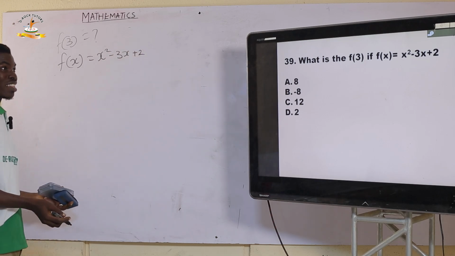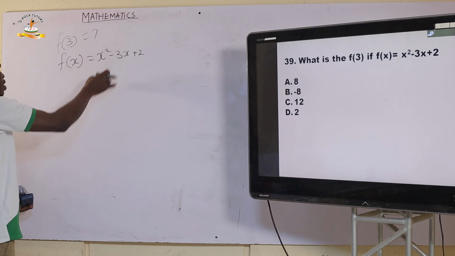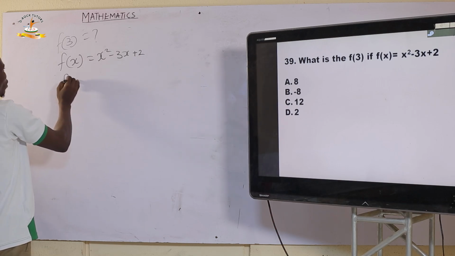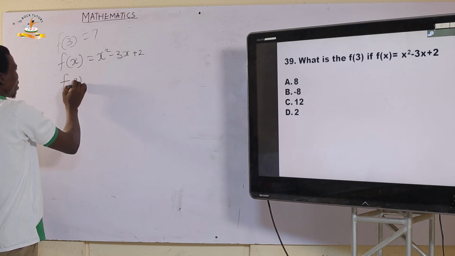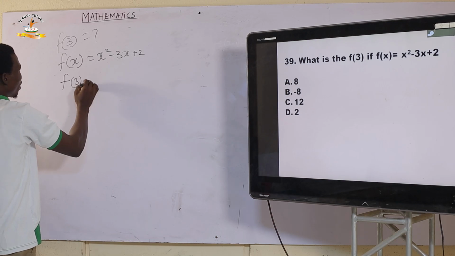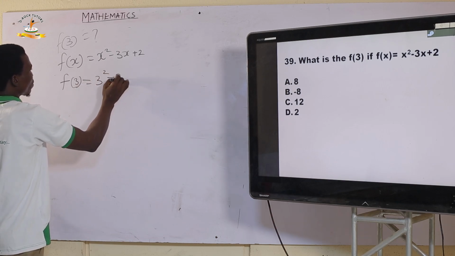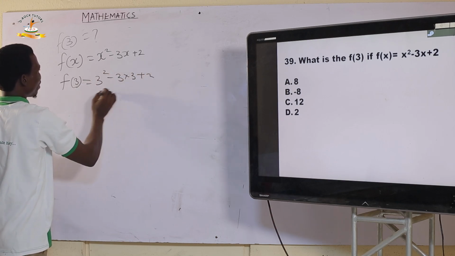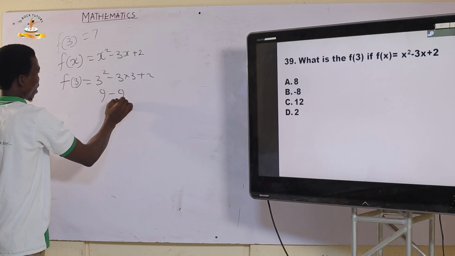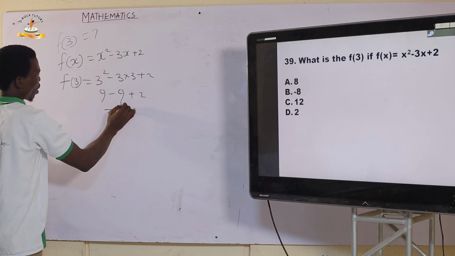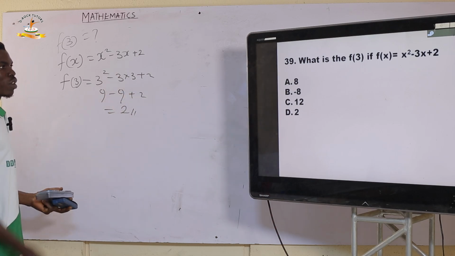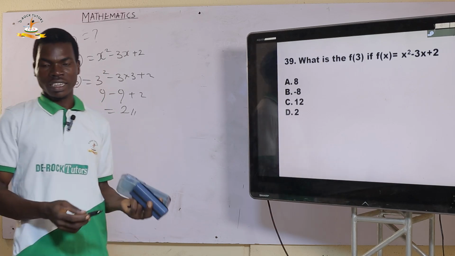Here, just put 3 into this. Function of 3 is, anywhere you see x, put 3. 3 raised to the power 2 minus 3 times 3 plus 2. This is 9 minus 9 plus 2, and this is literally going to be 2. So the correct option there is D, 2.